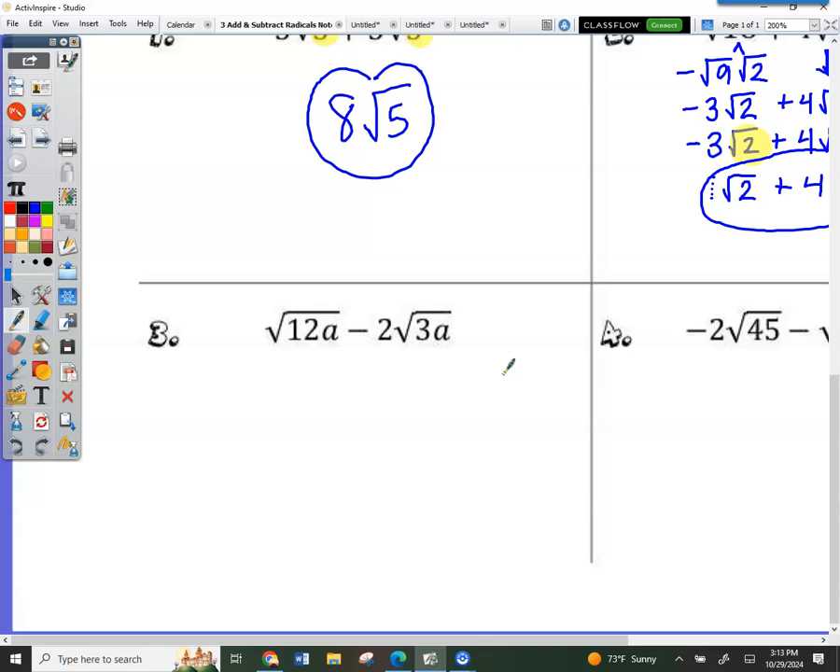The A just stays over the radical, because it's A to the first power. You can't break it, so it just comes down. And you could leave it on the square root.